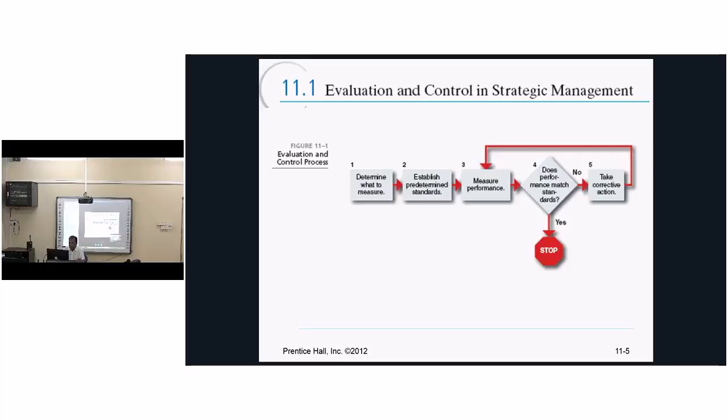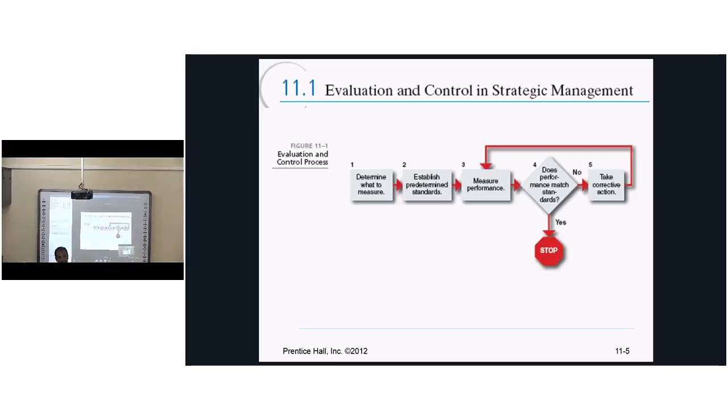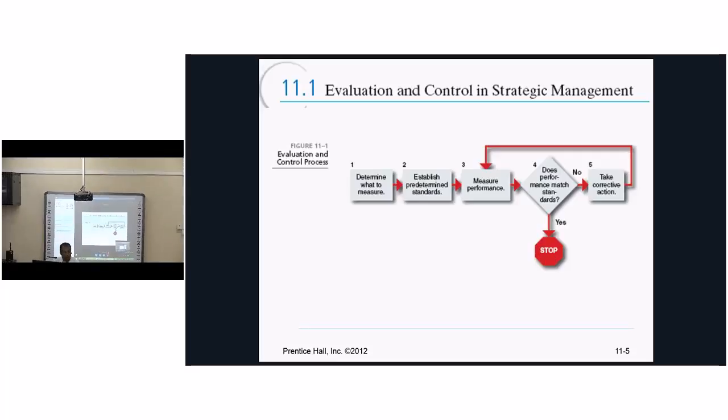Then the second is establish predetermined standards. Now, let's say somebody comes and tells you the weight of my son or daughter is 20 kilos. So you determine what to measure, right? And you measure that child's weight and you get an answer of 20 kilos.